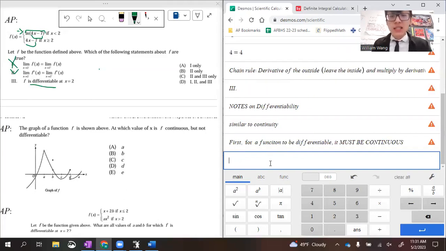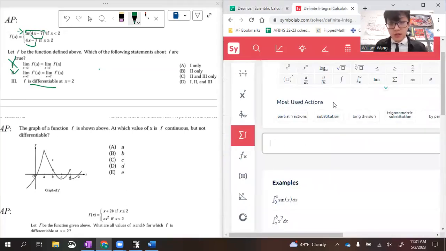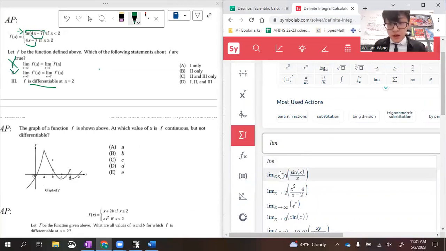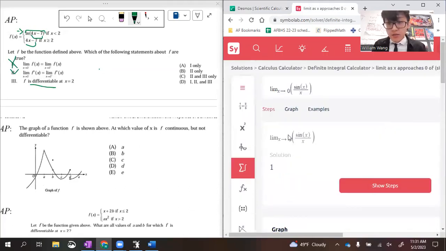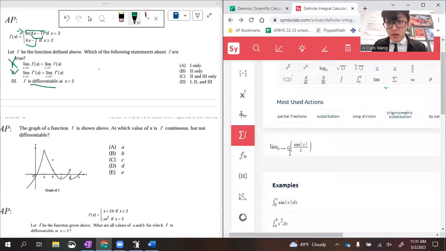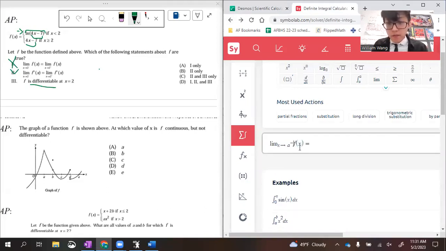Second, unlike continuity, where if you remember the limit definition for continuity from yesterday, the limit as x approaches a value from the left of a function must equal the limit as x approaches from the right of a function, and it must equal the exact value of the function.